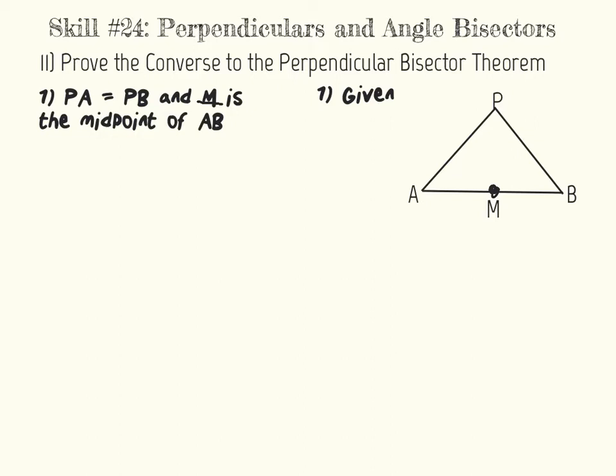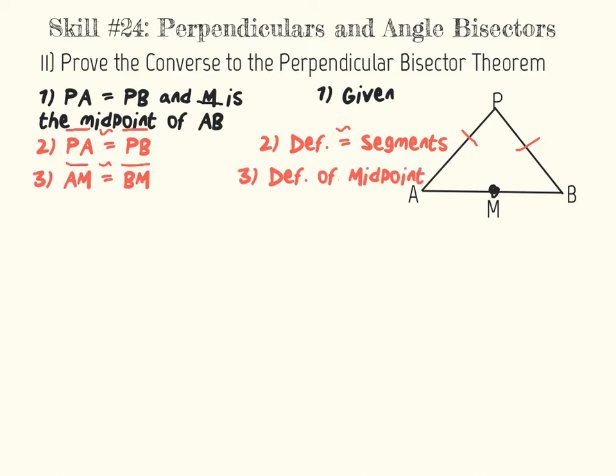That is our given. Okay, so we can do two things here. We can start with the definition of midpoint and the definition of equal lengths or congruent lengths. So we have segment PA is congruent to segment PB by the definition of congruent segments. We also have AM is congruent to BM by definition of midpoint.